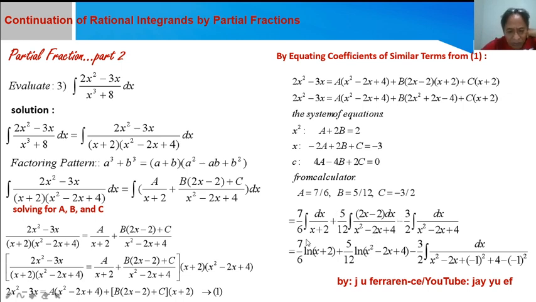So, we have the same formula. So, 7 over 6 ln of x plus 2, then plus 5 over 12 ln of x squared minus 2x plus 4. Now, for the last term, because this is purely quadratic, I can reduce my quadratic into sum or difference of two squares. This is already discussed in our previous topic, integrand containing quadratic expression, where we can write this into sum or difference of two squares by completing the square.